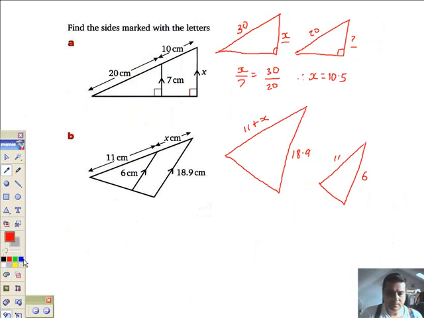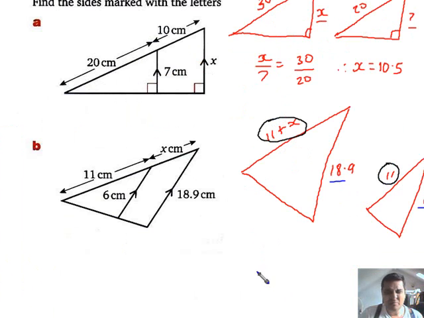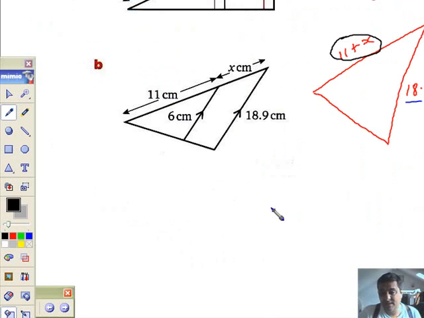So what have I got? I've got the 18.9 corresponding to the 6, and I've got the X plus 11 corresponding to the 11. So I've got myself a bit of an awkward equation. So I've got to do the same thing. I've got to form an equation, I'll set up a ratio. It's still an equation, isn't it, with an unknown X. It's the same here. It's a little bit more complicated.